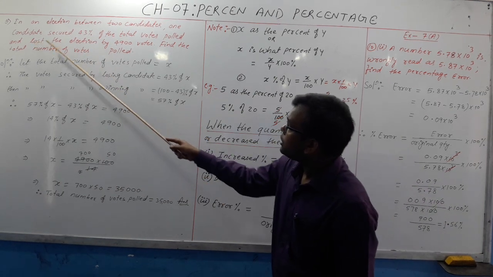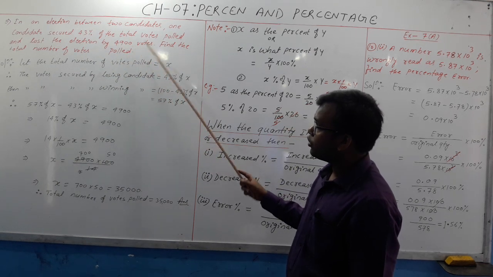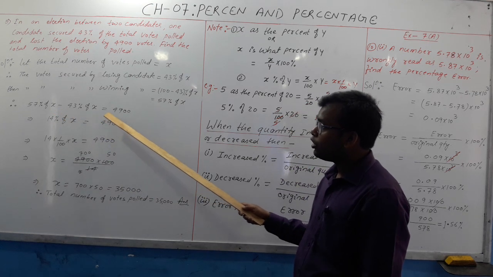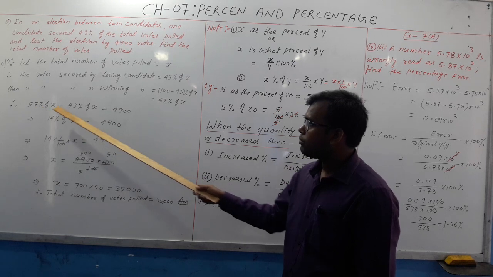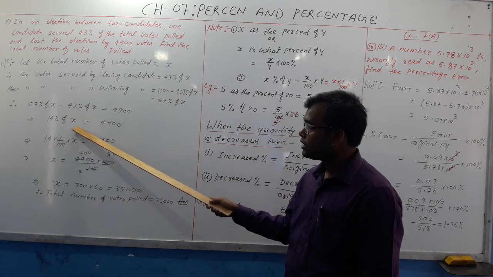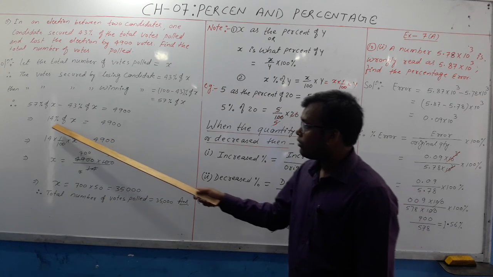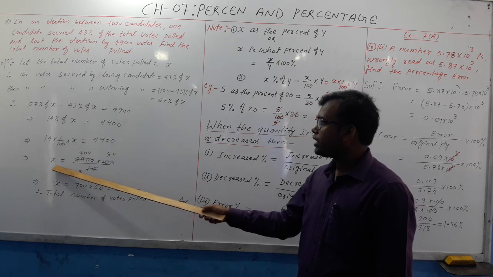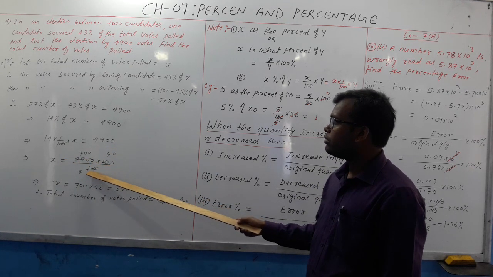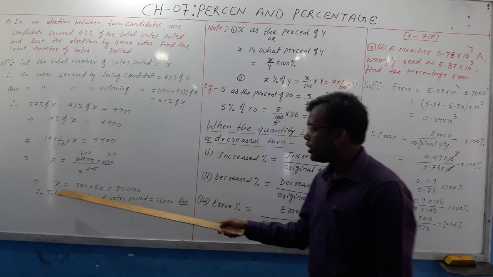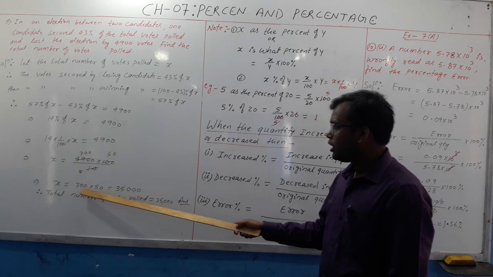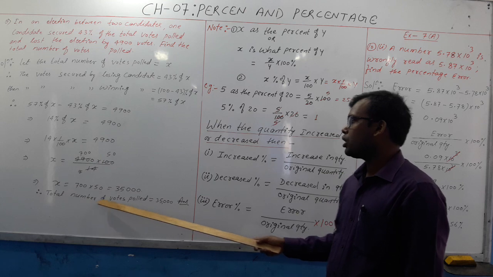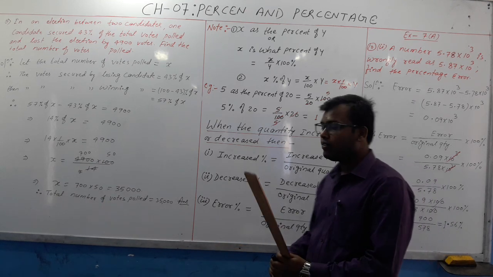See here, the candidate lost by 4900 votes. So 57% of x minus 43% of x is equal to what? 4900. And 57 minus 43 will be what? 14% of x is equal to 4900. And find this: 14 into 1 by 100 into x is equal to 4900. So x is equal to what? 4900 into 100 divided by 14. After calculating, this will be 700 into 50, which is 35,000. So therefore total number of votes polled is equal to 35,000.